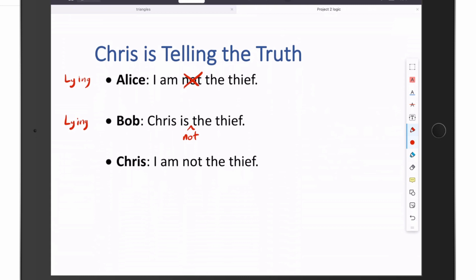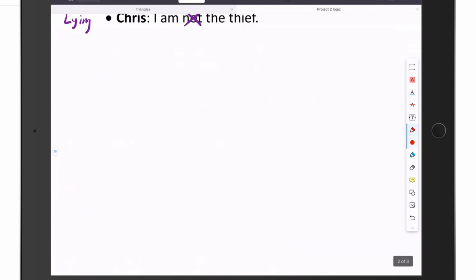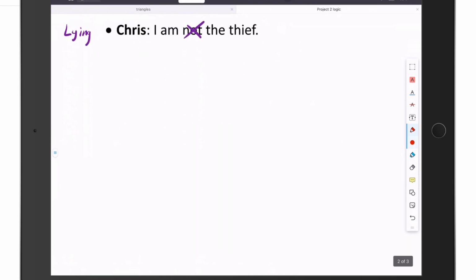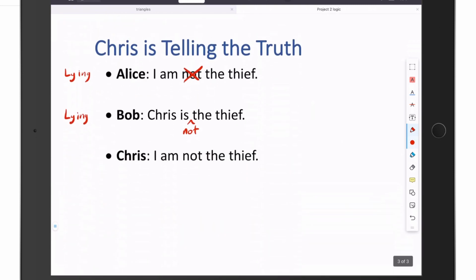I've already told you that Alice is not the one telling the truth. You've got to figure out whether Bob is telling the truth, and we can figure out the thief from there, or is Chris telling the truth, and we can figure out the thief from there.